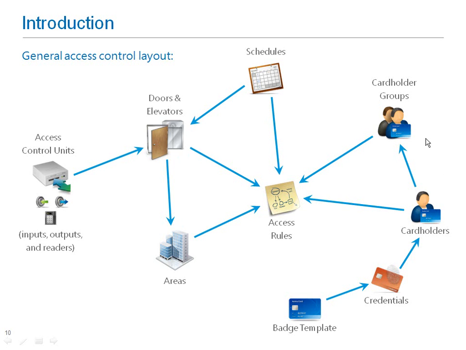Looking at the card holders over here, they can be considered individually for an access rule, or they can be included as part of a cardholder group. The card holders have credentials which are assigned to them, such as prox cards and PIN codes, and the card credentials can have badge templates assigned to them as well.